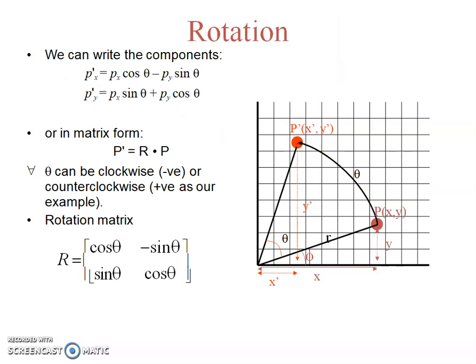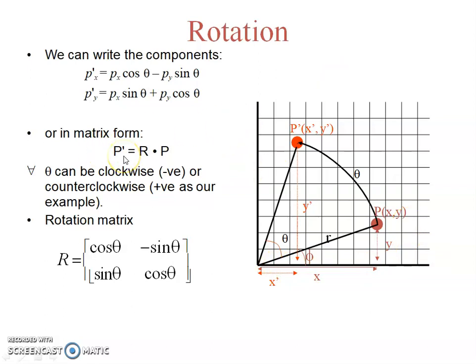Here we can write the components as p dash x is equal to px cos theta minus py sin theta, and p dash y is equal to px sin theta plus py cos theta. Here theta is represented by this angle. P is the original point (x, y), and p dash is the translated point (x dash, y dash). This is angle theta. Then r is the radius, and this is the x-axis and this is the y-axis.